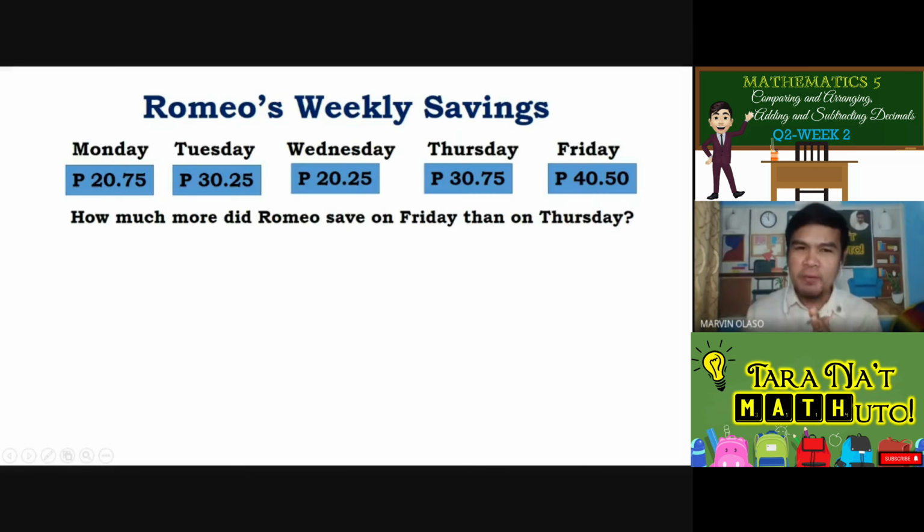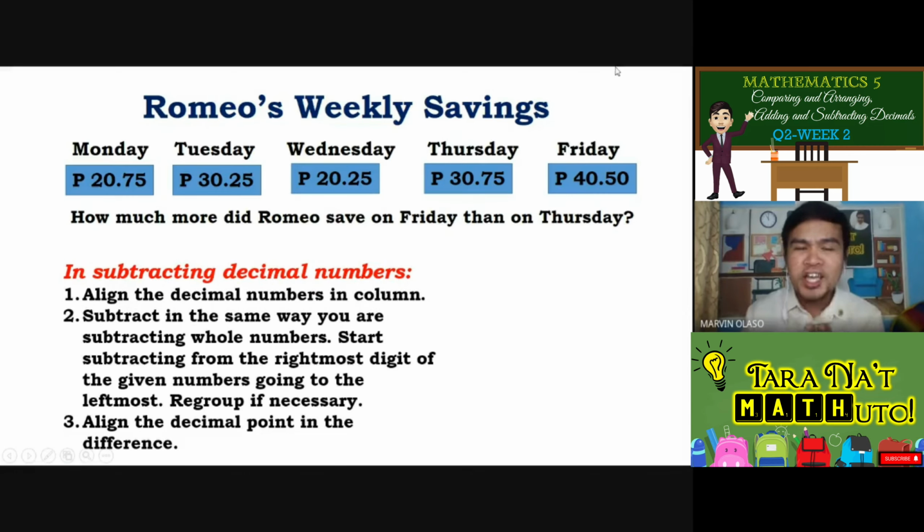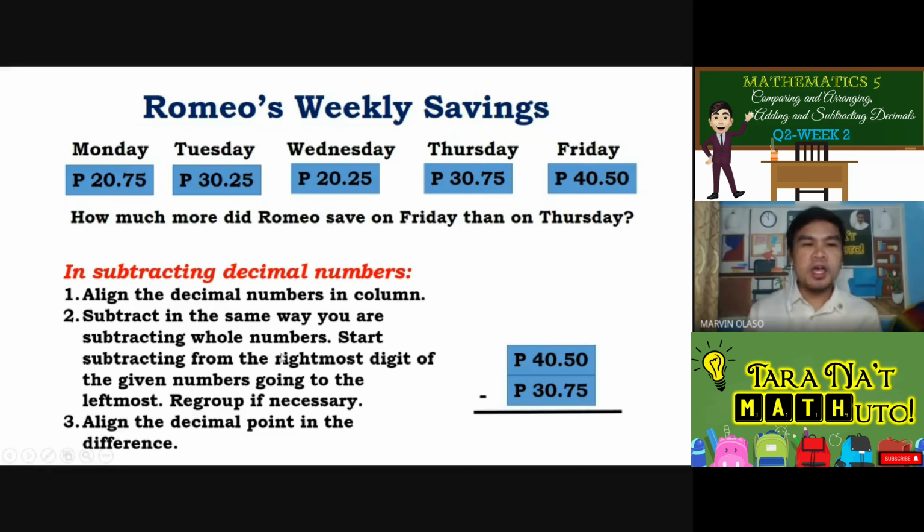Now, we have the topic all about subtracting decimal numbers. Let's follow again the step by step. First, the same with adding decimals, align the decimal numbers in column. So let us align Friday, Romeo saved 40 pesos and 50 centavos, while on Thursday, he saved 30 pesos and 75 centavos. And let us subtract. Subtract in the same way you are subtracting whole numbers. The way we subtract whole numbers, it's the same.